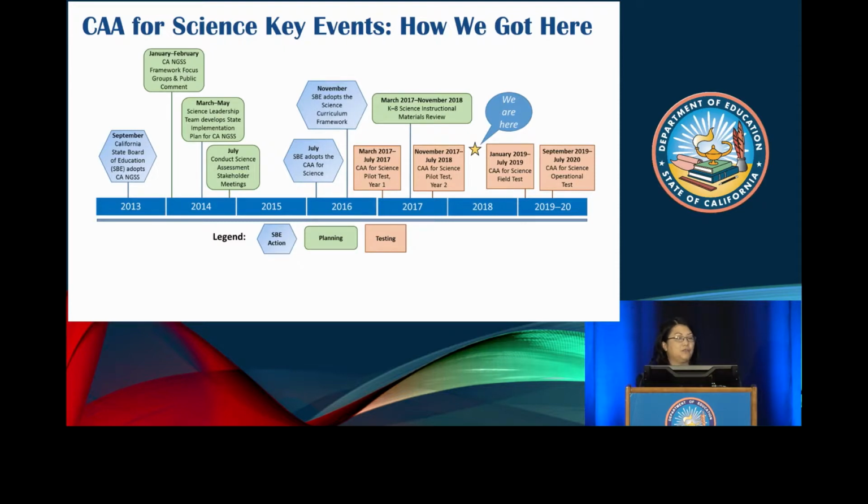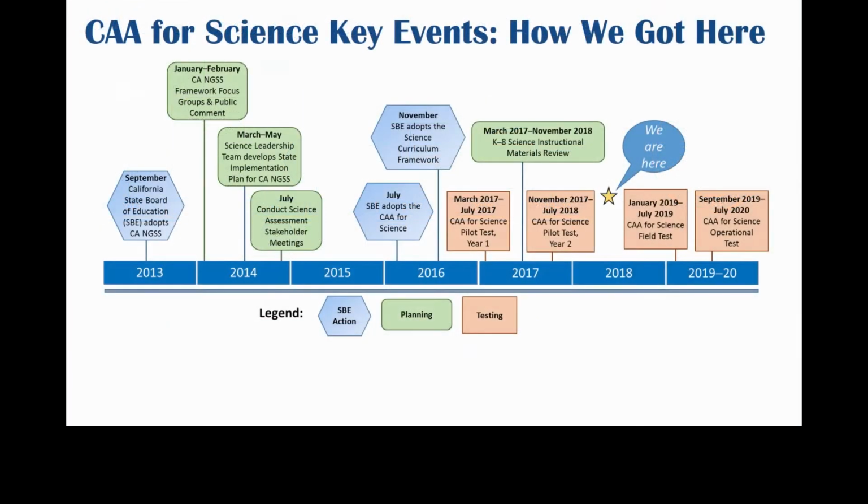And now I want to provide some perspective on the development of this science assessment. As you may be aware, the State Board of Education adopted the California Next Generation Science Standards in September of 2013, and since then we have been very busy. As you can see in this timeline, in 2016, the State Board of Education adopted the California Alternate Assessment for Science high-level test design.